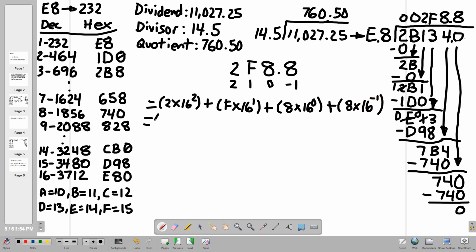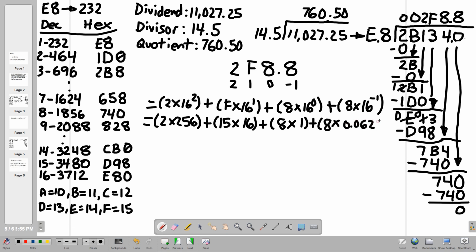And so this is represented as 2 times 256, plus F, which can be represented in decimal as 15. And this is times 16. And then we have 8. Anything to the 0 power, we have 16 to the 0 power, that's represented as 1. And we have 8 times 16 to the minus 1 power. That's represented by the value 0.0625.